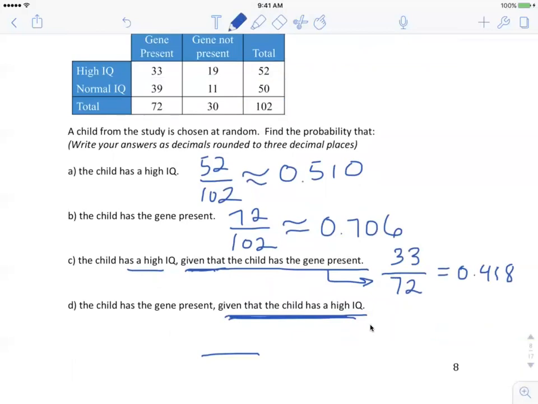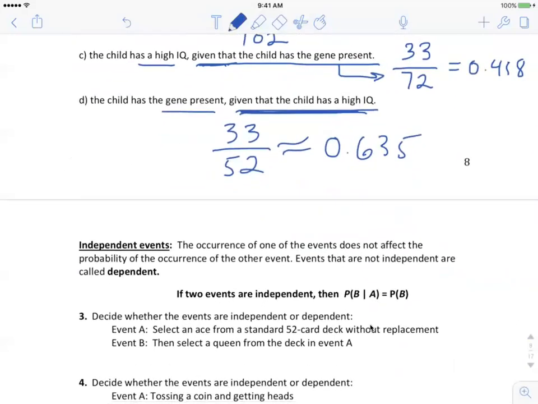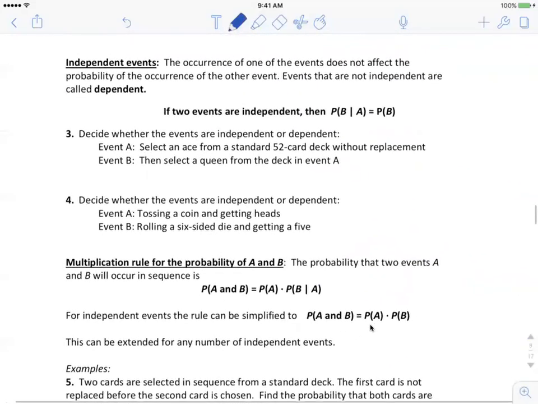All right, given that the child has a high IQ, there's 52 total children that have a high IQ. That's the denominator. Of those, how many have the gene present? There it is, 33. Stay within that one row or that one column for these. Okay, and then just do the calculation and you're good to go. I'm getting 0.635. Okay, fun times.